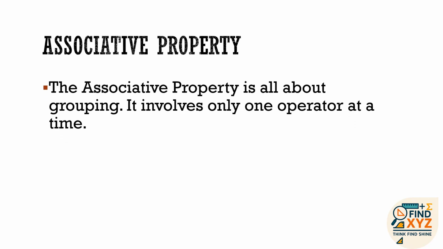Today we are unlocking another property of number, which is known as the associative property. Now, what does it say? The associative property is all about grouping. It involves only one operator at a time. Additionally, it consists of 3 terms. In our previous video, we spoke about the commutative property, where we stated that it involves only 2 terms and just one operator. In this instance, it involves just 3 terms and 1 operator. That is the only difference. So commutative involves 2 terms, but associative involves 3 terms.